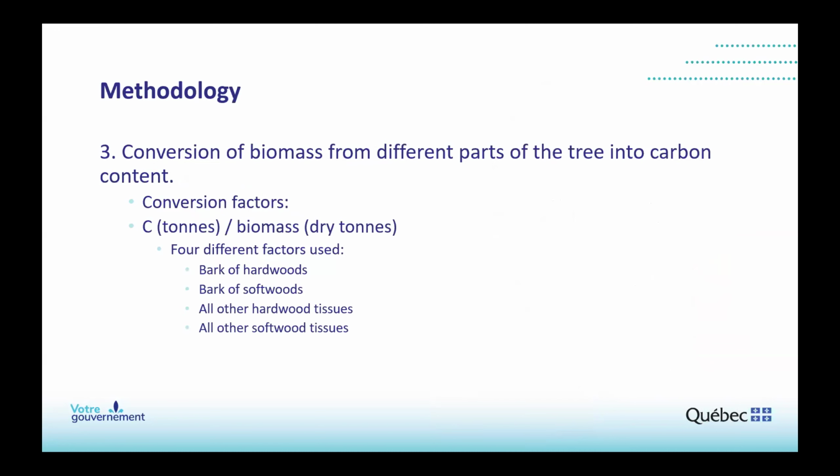And then we convert our biomass information of the different parts of the tree into carbon contained. We are using a conversion factor. Normally it's one conversion, but now we are using four different factors for 4 different parts of the tree, which are the bark of hardwood and softwood, and the other parts of hardwood tissue and softwood tissue. Our factors can vary from 0.47 to 0.53.